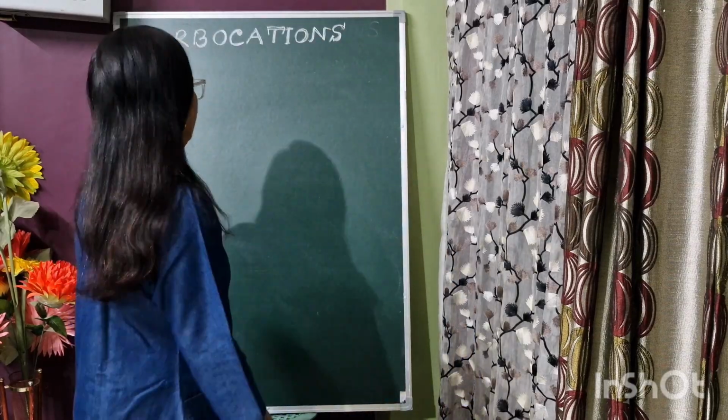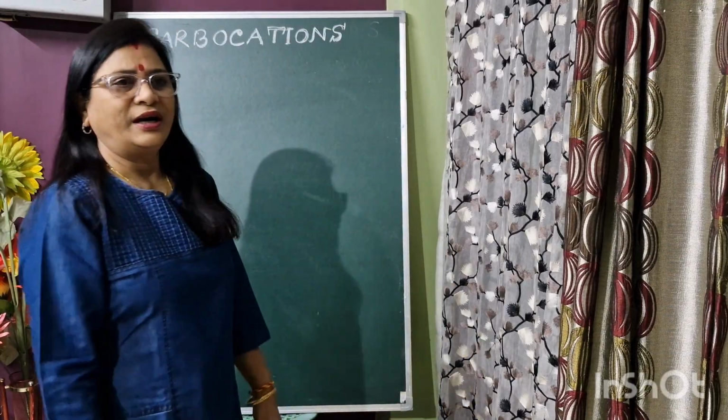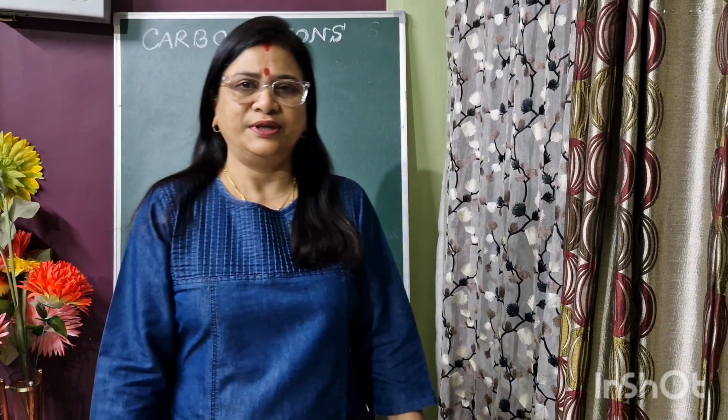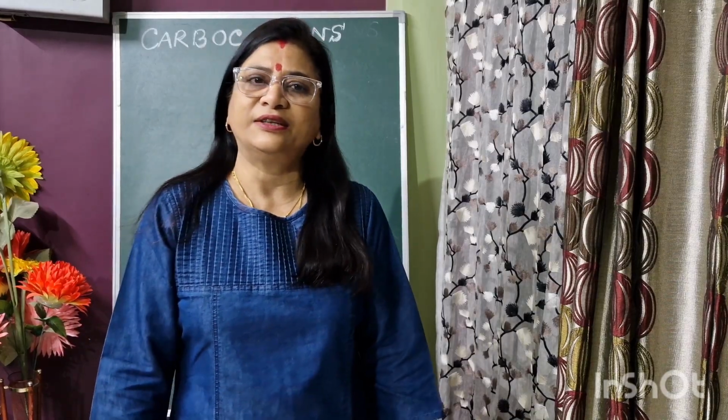Dear students, today I will discuss one very important topic of organic chemistry, which is carbocation. As you know, the carbocation is a reaction intermediate. In this carbocation, carbon bears a positive charge and 6 electrons in its valence shell.